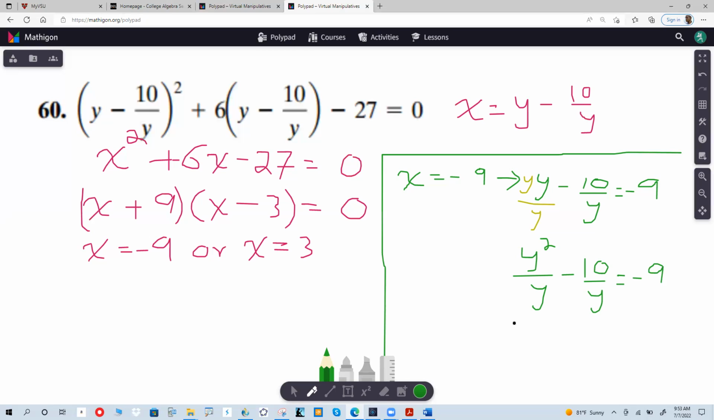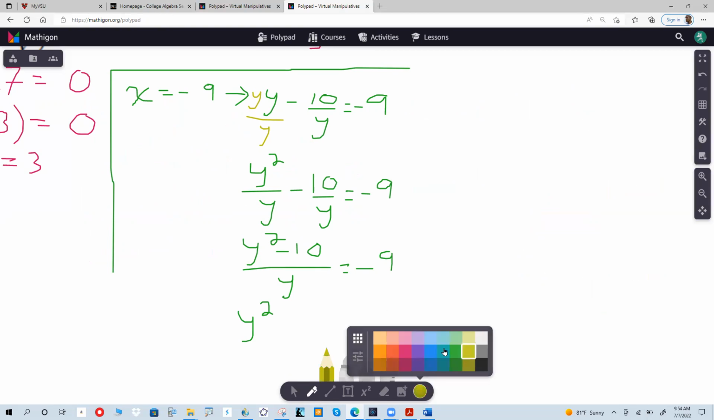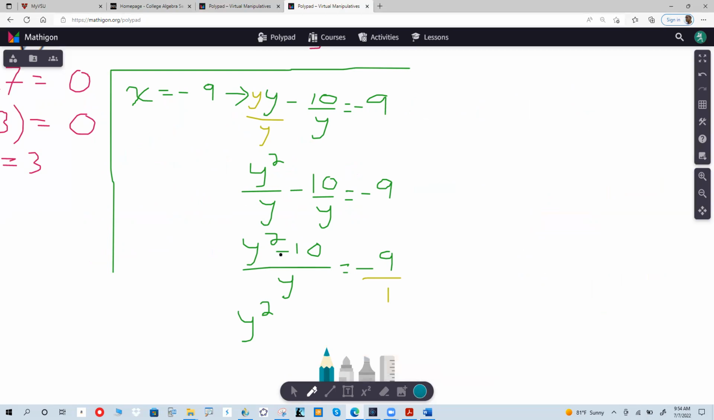And now the numerators can be subtracted or added depending on the sign. We have a subtraction. The denominators are the same. I'm going to show you everything in a minute, but let's just work on this piece. We get y squared, there is a little 1 here. I'm going to write it in yellow so that you know it's understood. And we get y squared minus 10 times 1 equals negative 9y.